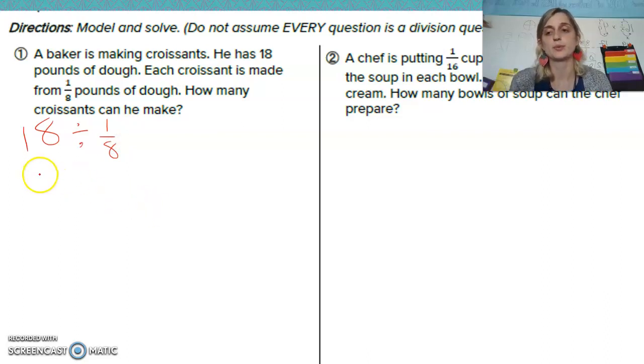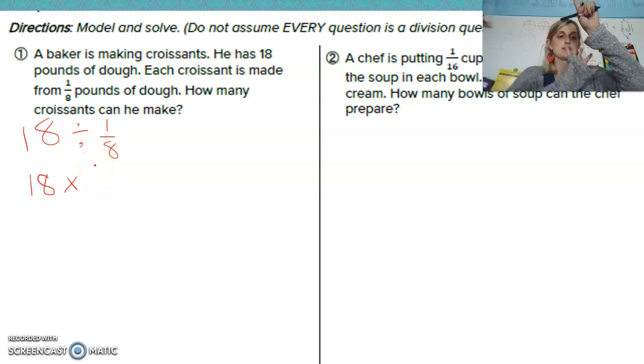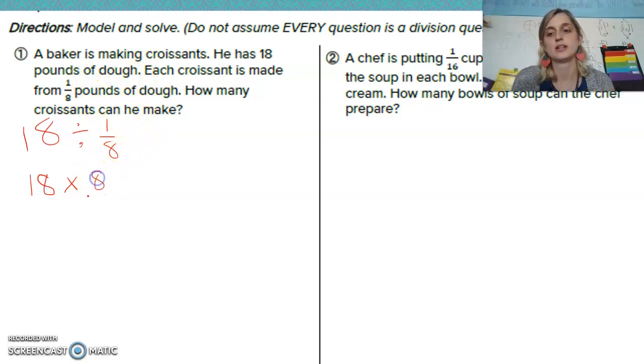Once we have our problem, we can model it by saying 18 remains the same. We're going to change our division symbol to multiplication. We're going to find the reciprocal of 1/8. Remember, if there's 1 on top and 8 on the bottom, they reverse their positions, and now it becomes 8/1. 8/1 is 8 divided by 1, which is just plain old 8. So our problem is going to end up being 18 times 8. Once you solve that, that's your answer.